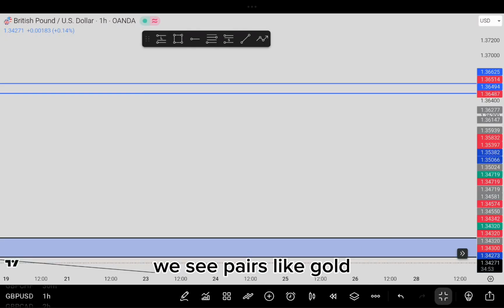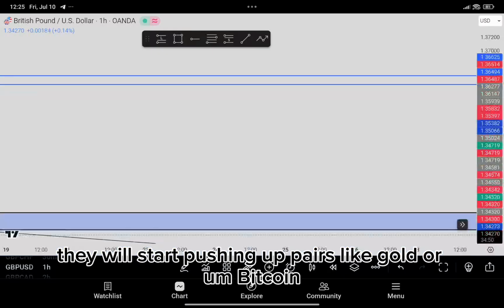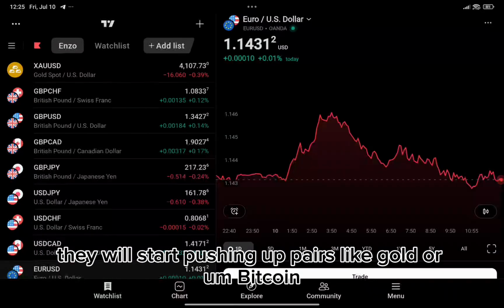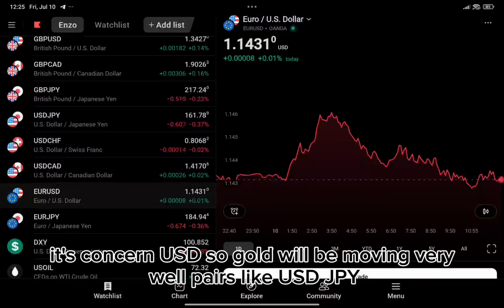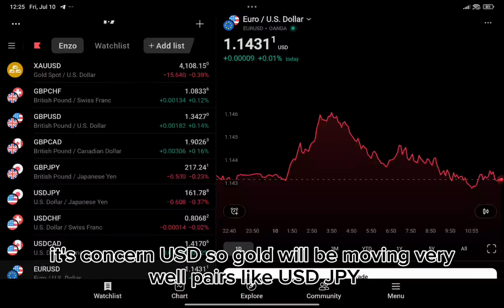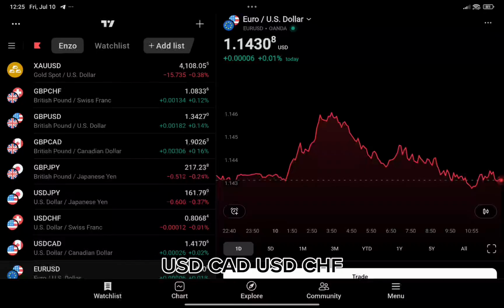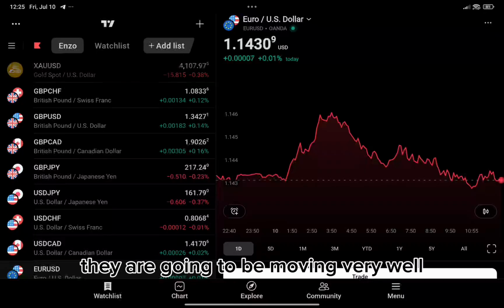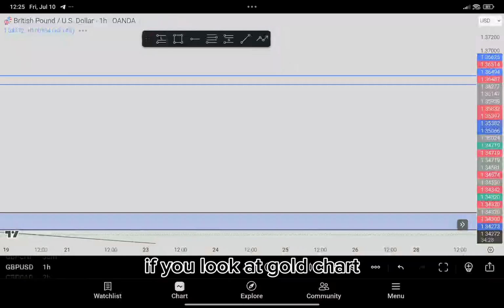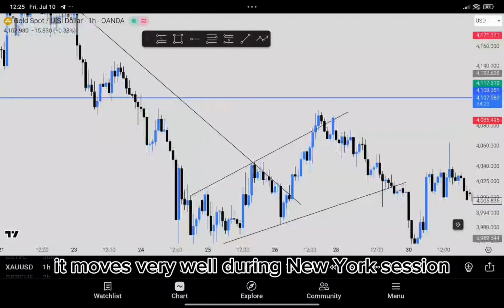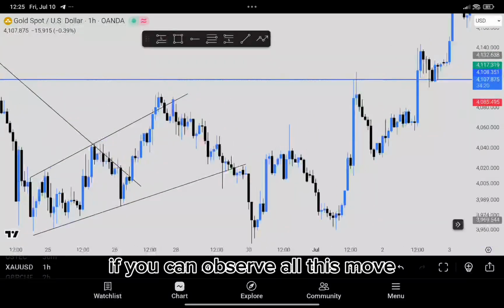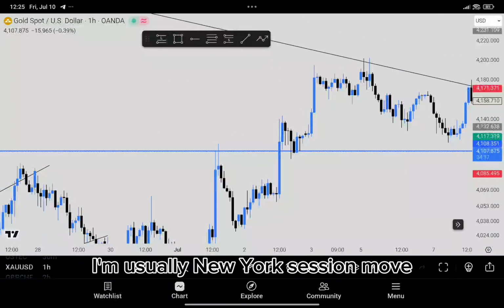We see pairs like gold start pushing up, pairs like gold or Bitcoin, also USD pairs, because these pairs concern America, they concern the USA. So gold will be moving very well. Pairs like USDJPY, USDCAD, USDCHF, you can see them on my watch list. They are going to be moving very well. If you look at the gold chart, it also moved during New York session. It moves very well during New York session. If you can observe, all these moves are majorly New York session moves.